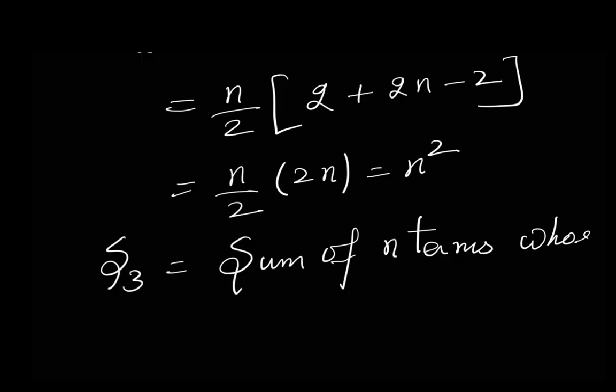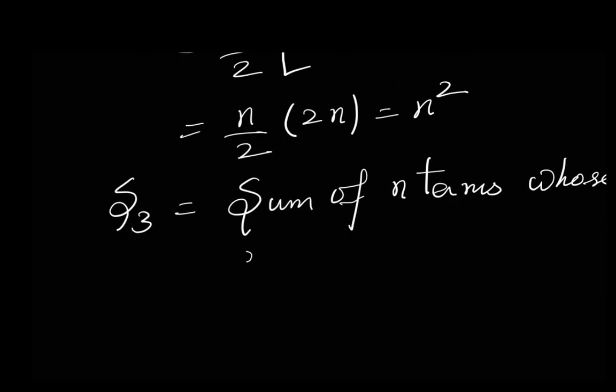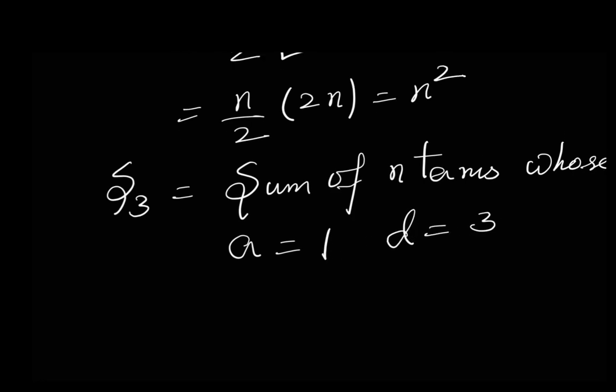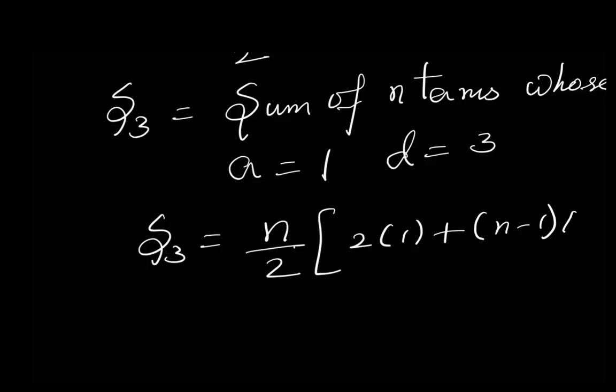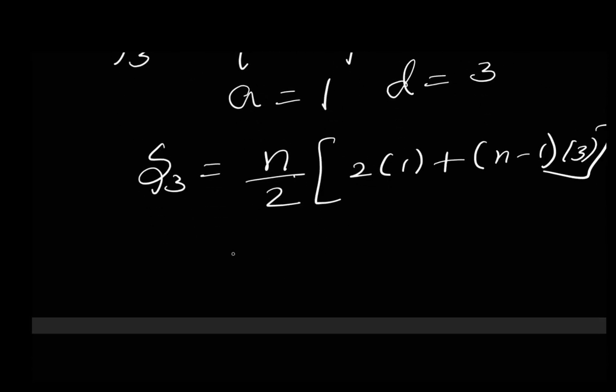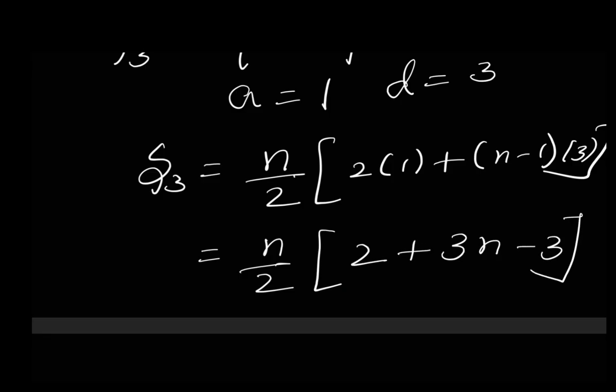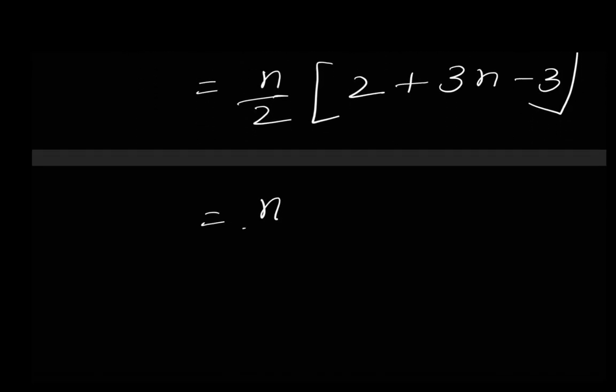But whose first term A is 1, but D is 3. Substitute here in the formula. S3 is n by 2, 2 into 1 plus n minus 1 into D, which is 3. So n by 2, 2 into 1, 2, plus 3 into n, 3n minus 3. So n by 2, 3n, 2 minus 3 is minus 1.